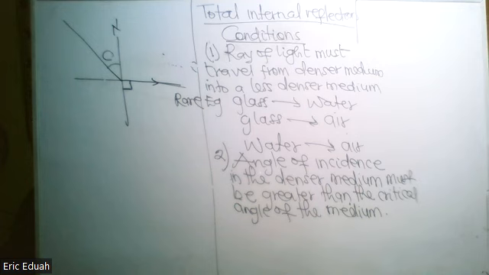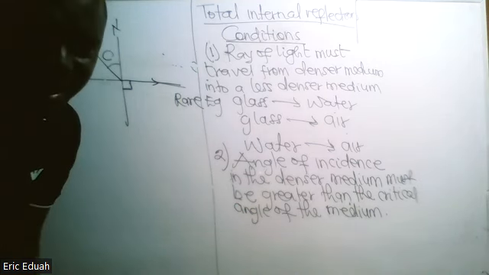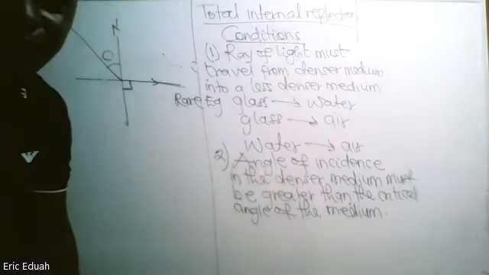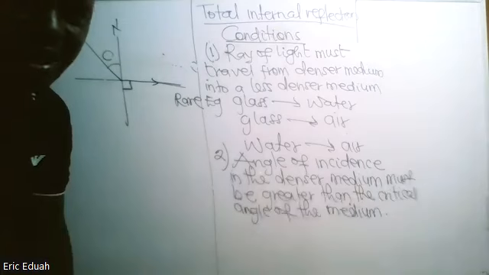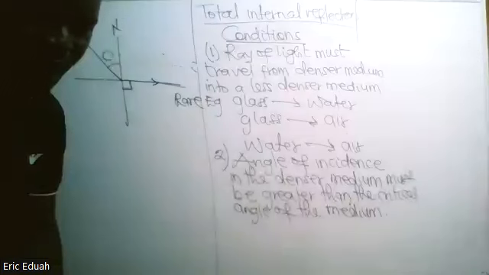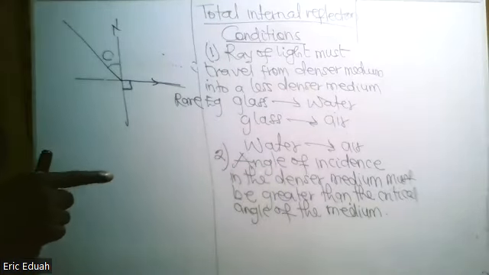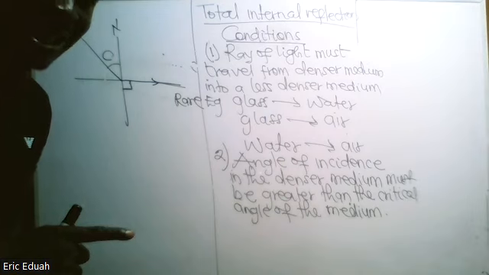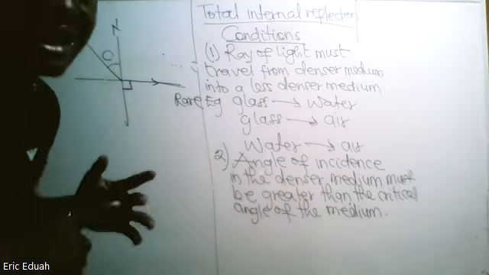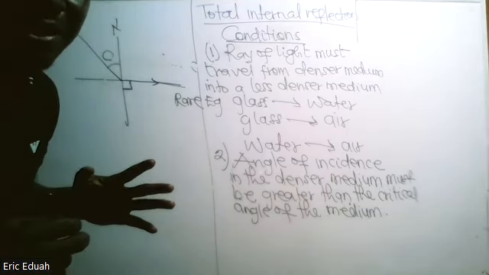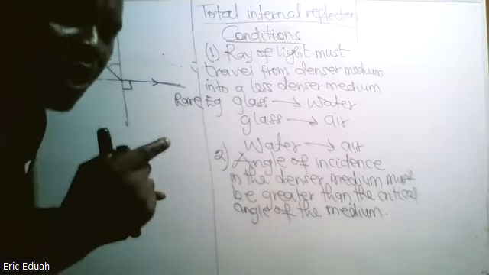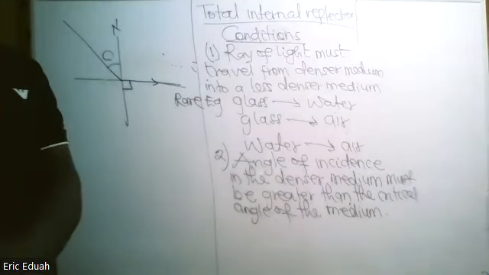So the first requirement to obtain total internal reflection is that light must travel from a denser medium into a less dense medium. Now, the angle of incidence in the denser medium must be greater than the critical angle, meaning that when you obtain the critical angle, it's like obtaining total internal reflection, because you just would have to go beyond it a small amount and the light will be reflected.